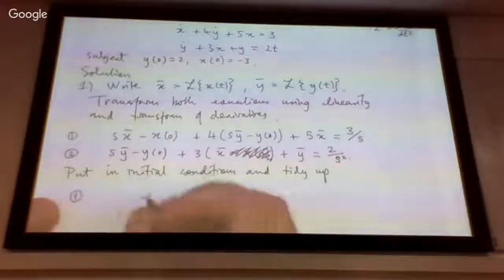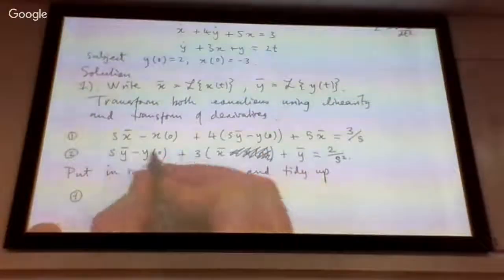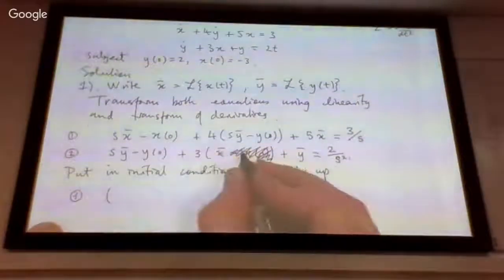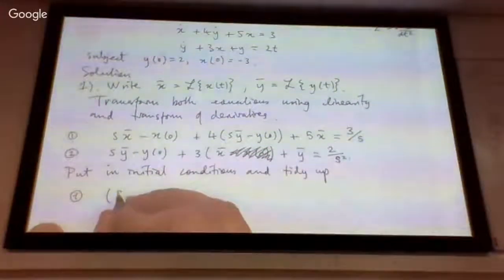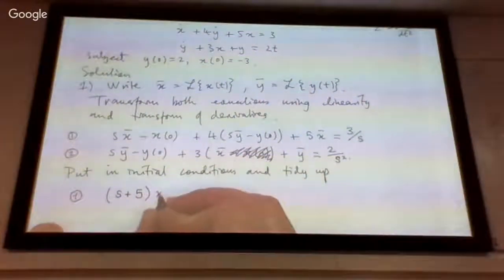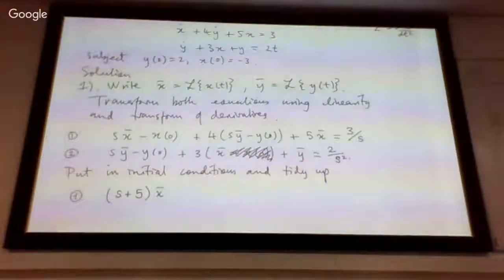We still got the first equation. So x bar, well, how many x bars do we have? In total, we've got s plus, oh, that's a bit crazy, s plus 5. So you'll have to distinguish your s's and 5s. We've got s plus 5 x bar.